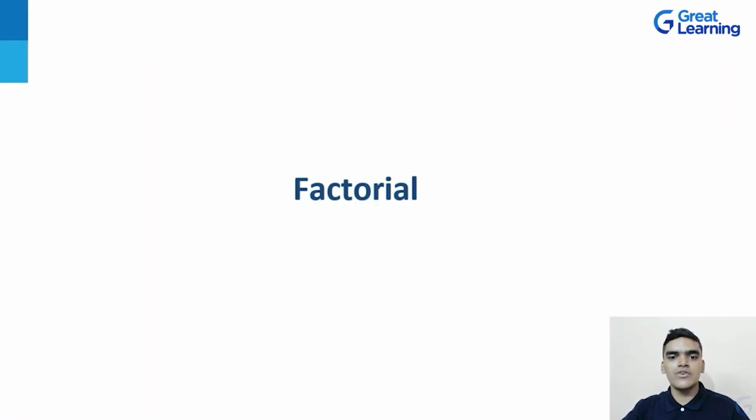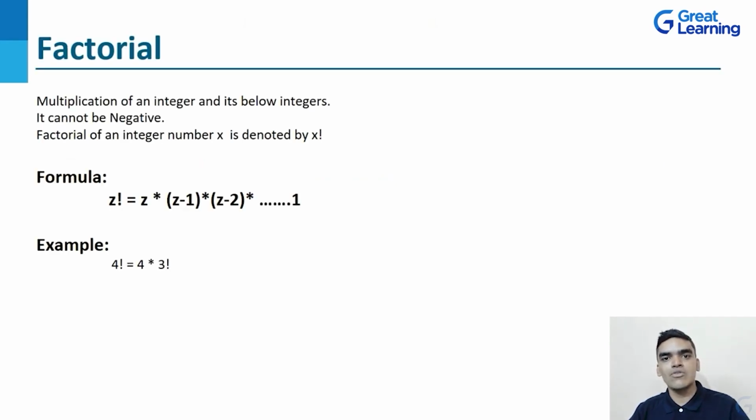So, what is factorial? As I already told you in the formal definition, it is a multiplication of an integer and all integers below it. Now we will see the formula for factorials. So here we have the formula for factorials. That is nothing but z factorial is equal to z into z minus 1, z minus 2, and it will go up to 1. Now let's take an example of 5.